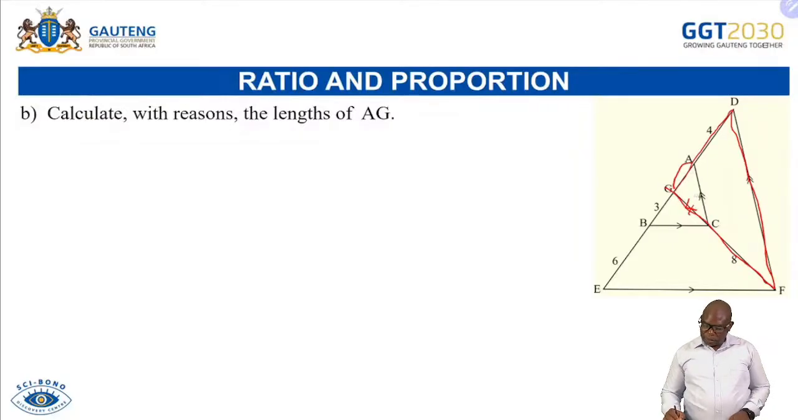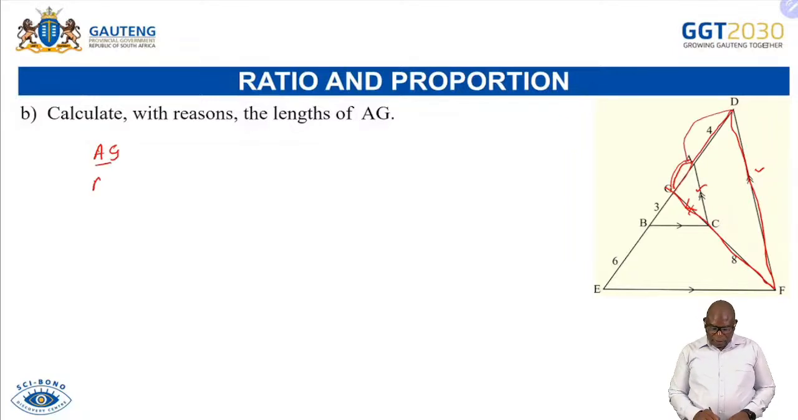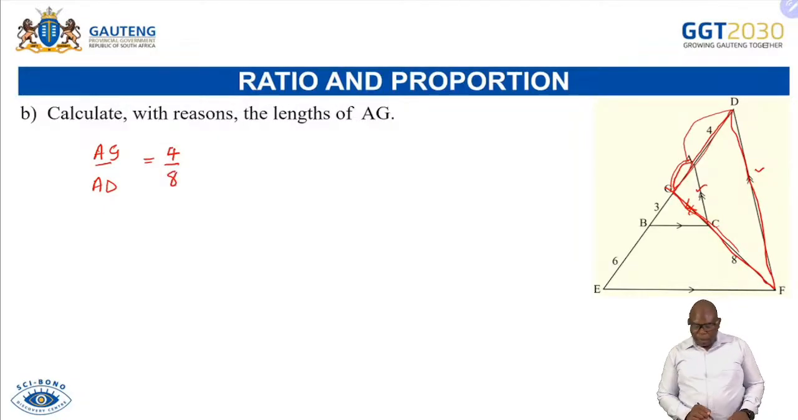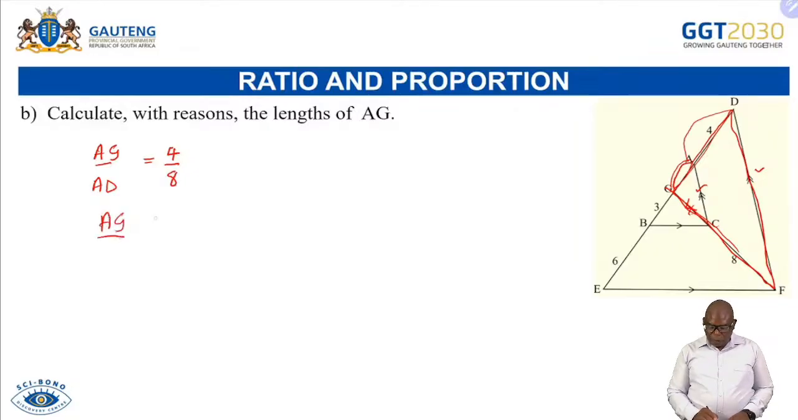Do I have parallel lines? Yes, I do. Nice. So if I need AG, I'll say AG over AD will be the same as, remember it's this triangle here, we've got a 4 and an 8. So this will be the same as 4 over 8. But I have AD, so AG over, what is AD? It's 4. So that's 4 over 8.